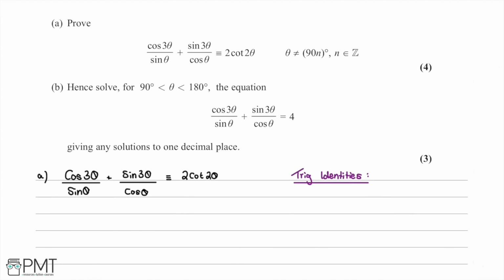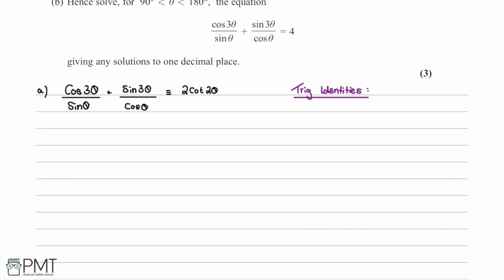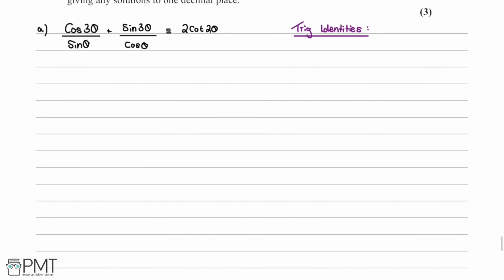So in this question, we're asked to prove that cos 3 theta over sine theta plus sine 3 theta over cos theta is equivalent to 2 cot 2 theta. To begin, the first step we're going to make is to multiply out our fraction and get it into one big fraction with the denominator sine theta cos theta.